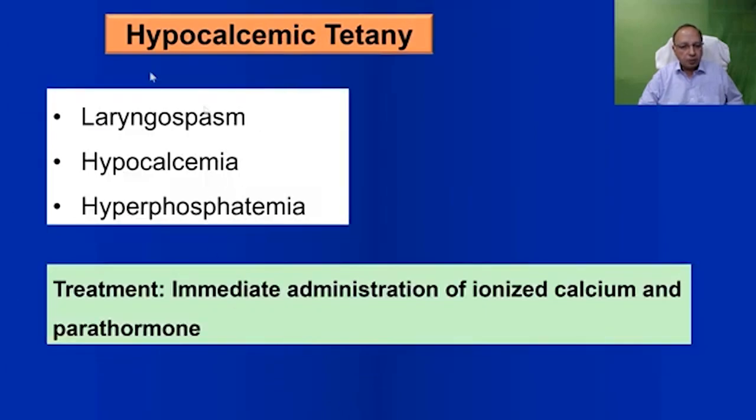Now, when it is more severe, the hypocalcemic tetany can cause the contraction of various smooth muscles, where it can give rise to laryngospasm, and it can also be a life-threatening condition. So the treatment is that we will give ionized calcium immediately along with the parathormone.